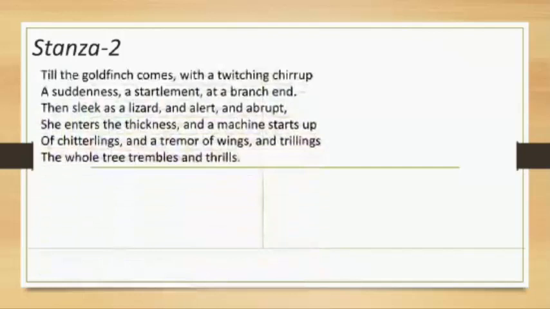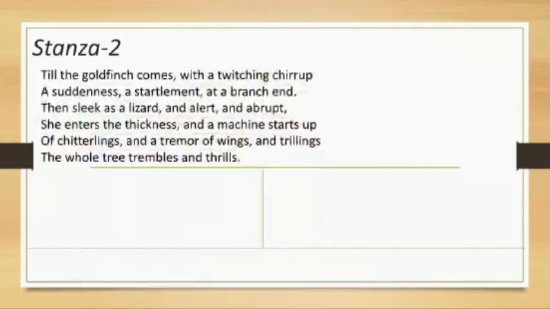Going ahead to the next stanza, right? So let's see the content of the next stanza. Till the goldfinch comes with a twitching chirrup, a suddenness, a startlement at a branch end. Then sleek as a lizard and alert and abrupt, she enters the thickness, and a machine starts of chitterlings, and a tremor of wings and trillings. The whole tree trembles and thrills.